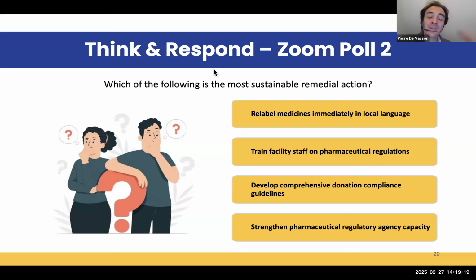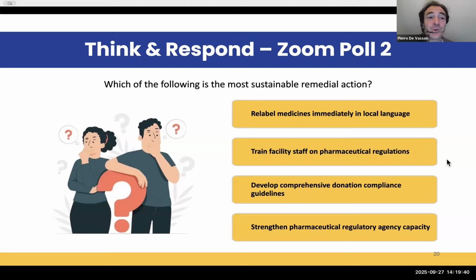Okay, so you see how your understanding has actually improved, because you went, if I remember well, from 50 to 60, you chose the good answer. And number 3 is actually not far from the best remedial action. It's part of the remedial action. So congratulations.